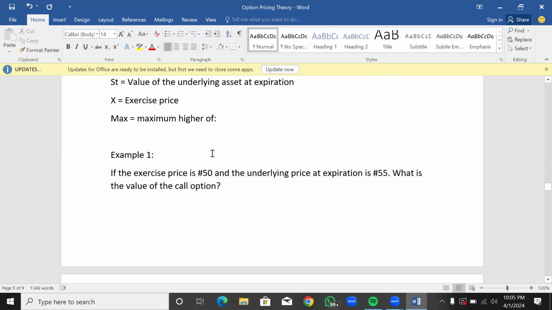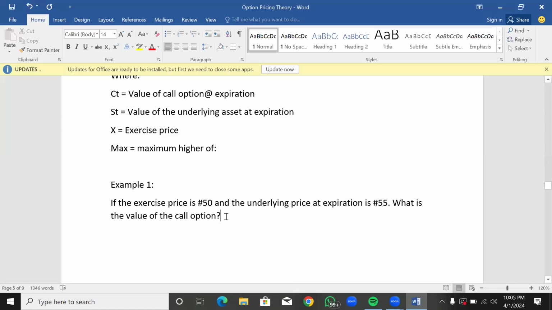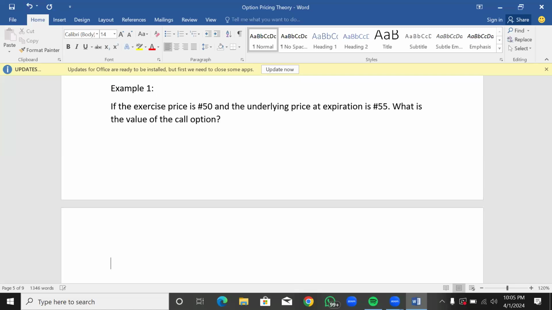So I think I gave about 2 examples. Let me confirm. Okay, this is about 2 examples. So let's solve this right here. Solution. I could have solved this as I was writing, but I want us to follow. Solution to example 1.